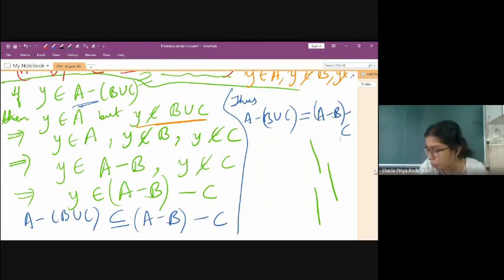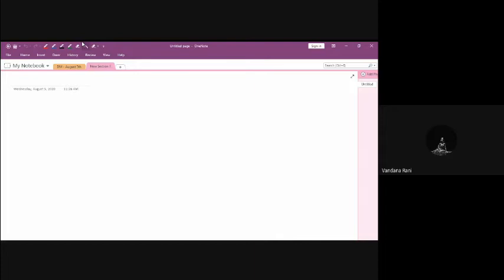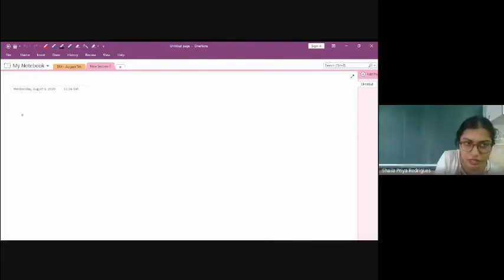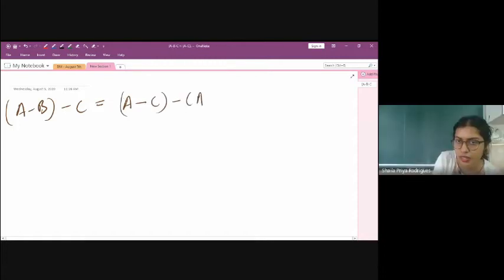All right, can we move on to the third problem? Any questions on this one? Okay, at least tell me what the question is. Someone, come on. Tell me what the question is. Third one. You've written it in your notes. Come on. A minus B minus C equals A minus C minus of B minus C. Okay. B minus C, is it?